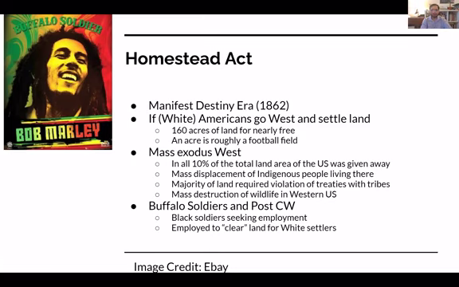And that is why it's called the Homestead Act. The amount of land given was roughly 160 acres. An acre is roughly the size of a football field. And so 160 football fields of land for basically free is a hell of a lot of land to just hand out like you're Oprah or whatnot.